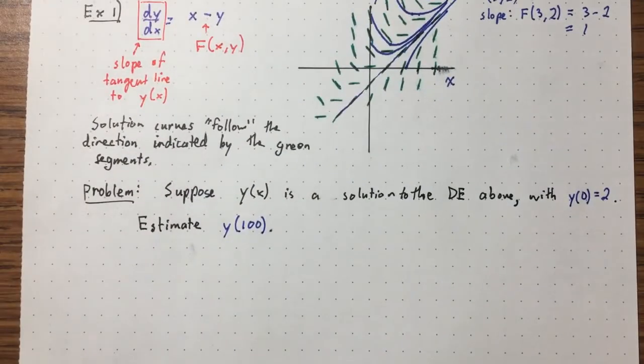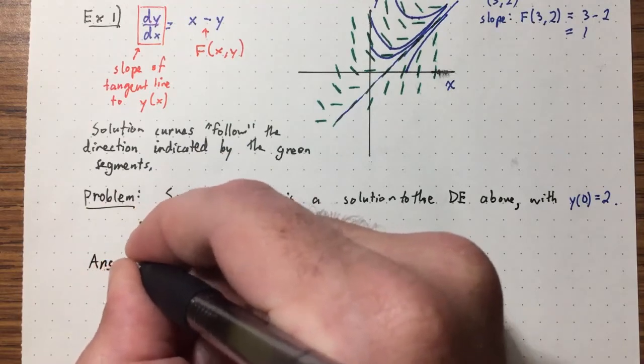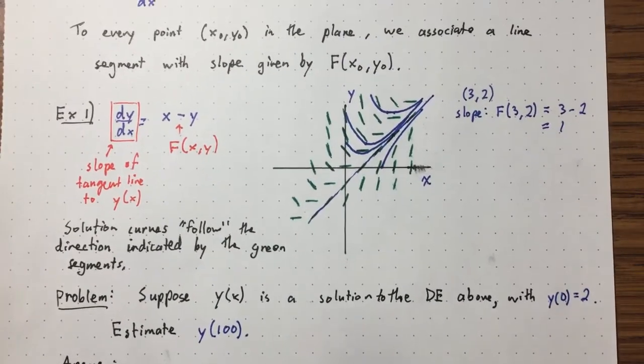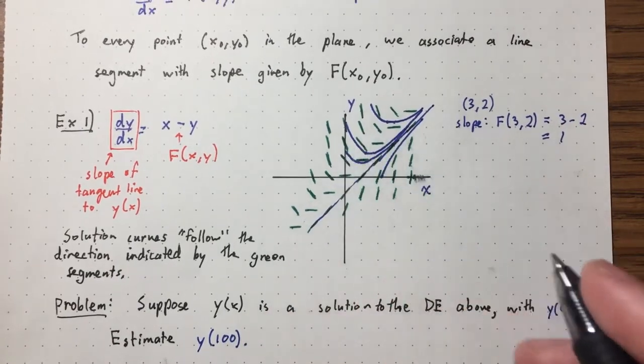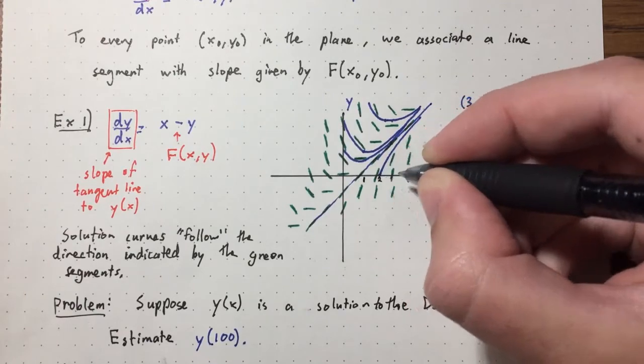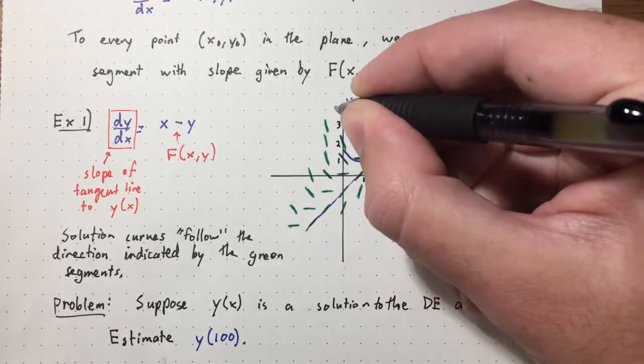Okay, so let's answer this problem. No calculation needed. Let's just look at the direction field. I guess I should have put a scale on this graph, right? But here's 1, 2, 3, 4, etc.